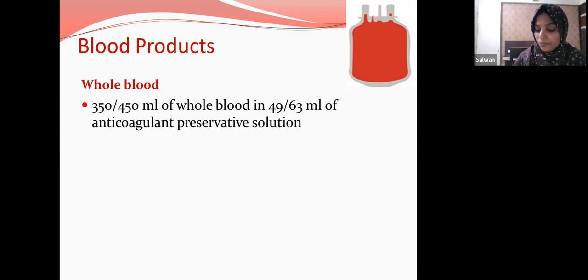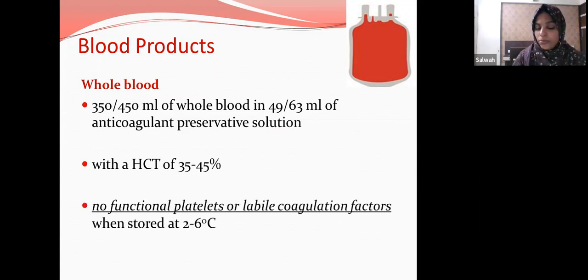That is, when the anticoagulant solution used is CPDA, the shelf life is 35 days. And when SAGM is used, the shelf life is 42 days. Now this whole blood has a hematocrit of 35 to 45%. And in whole blood, the platelet function and coagulation factor activity are absent. That is, the activity of coagulation factors and platelet function is deranged at a temperature of 2 to 6 degrees Celsius, which is the temperature at which we store whole blood.